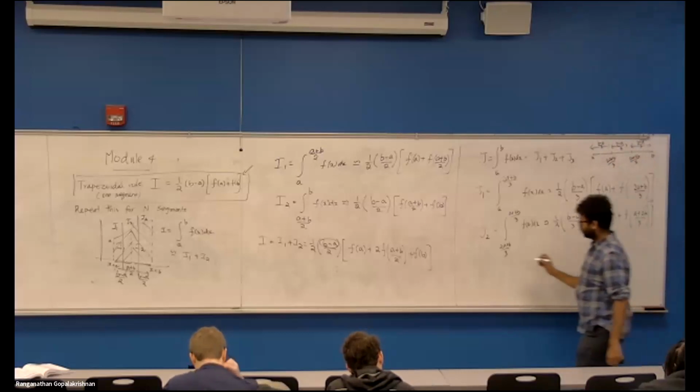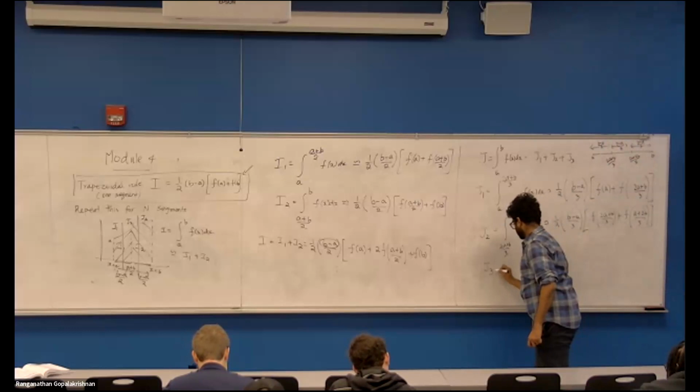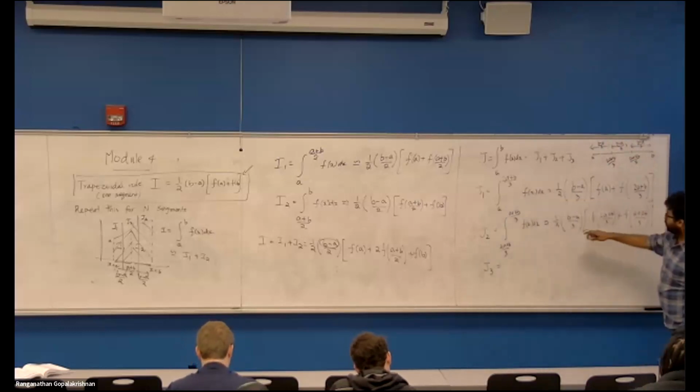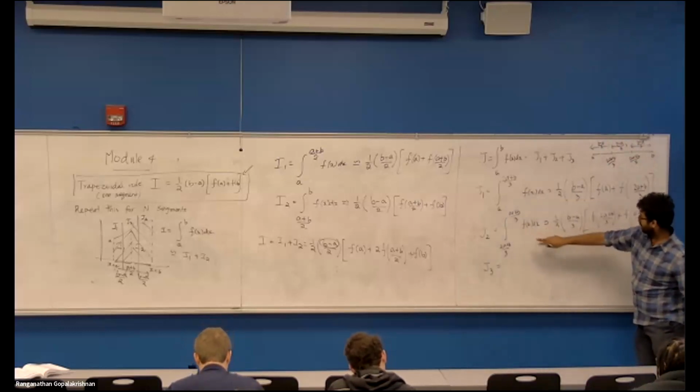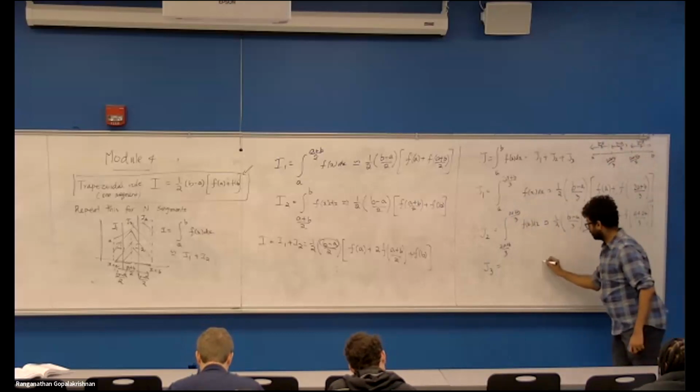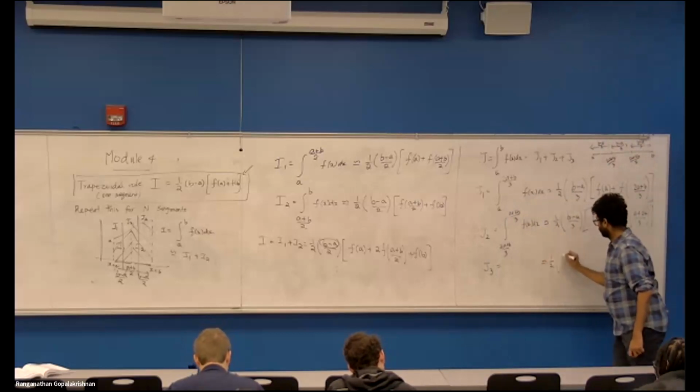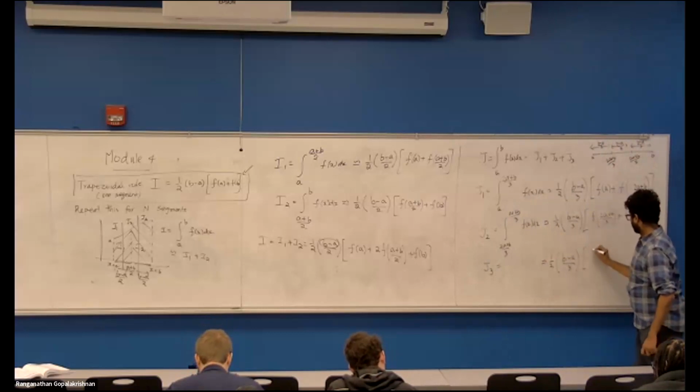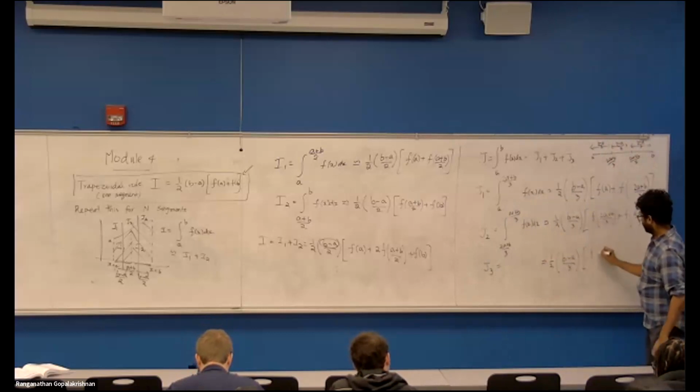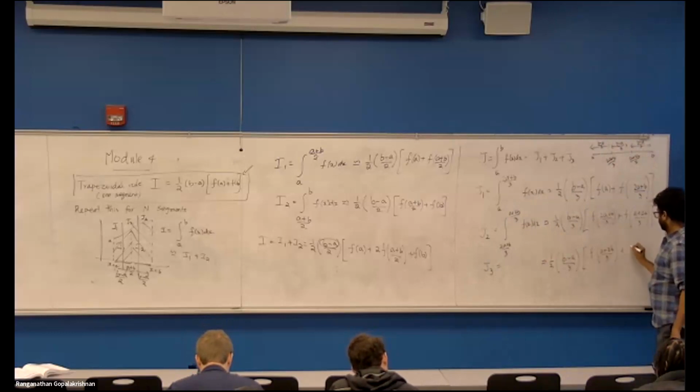So now let's do J3. I'm going to intentionally skip this integral and just write this, which is half of (b minus a) over 3. I have f of (a plus 2b) over 3 plus f of b.